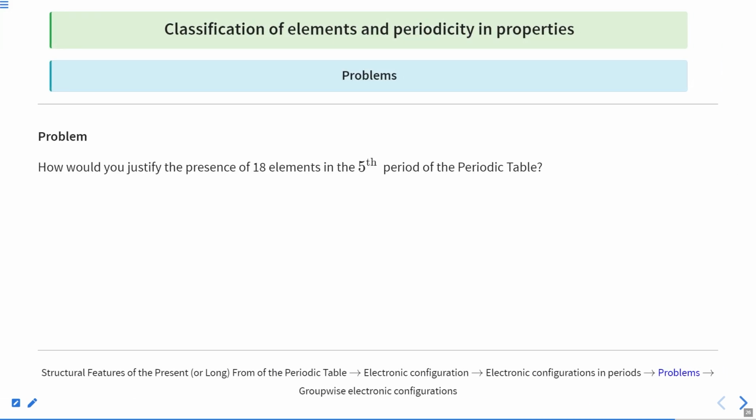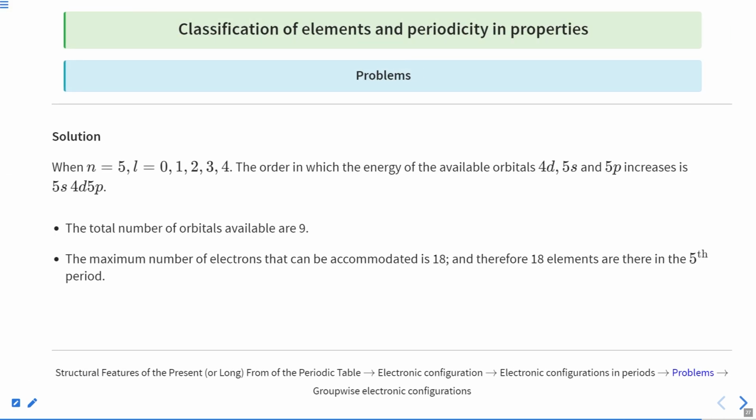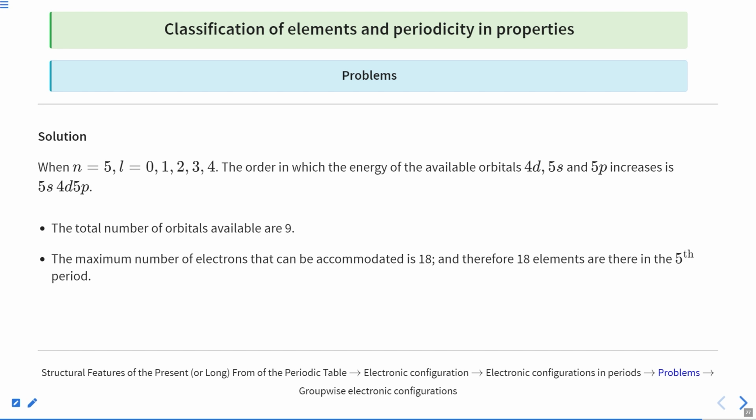Question: how would you justify the presence of 18 elements in the fifth period of the periodic table? Of course, this is very obvious. Since n equals 5, l is 0, 1, 2, 3, 4. These are the possible values of l. The order in which these orbitals are filled is 5s, 4d, 5p. The total number of orbitals is 9, so 18 electrons can be filled. That results in 18 elements.